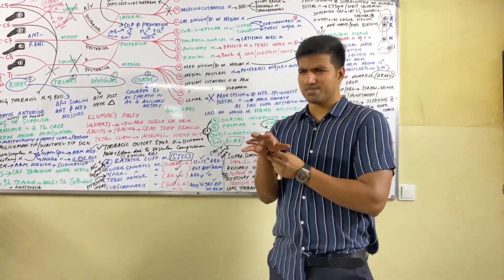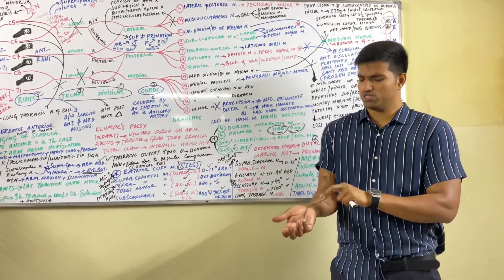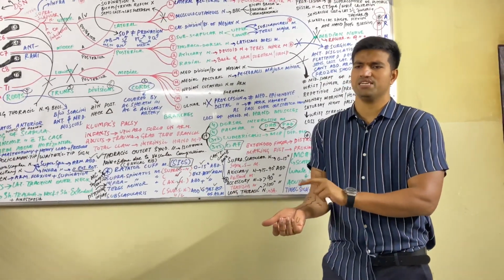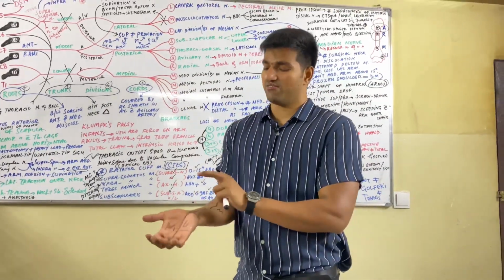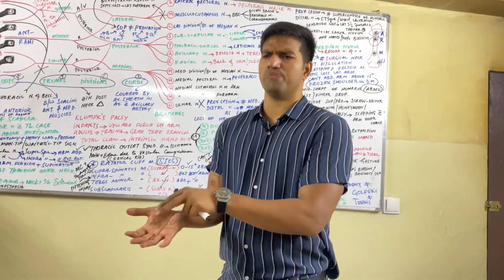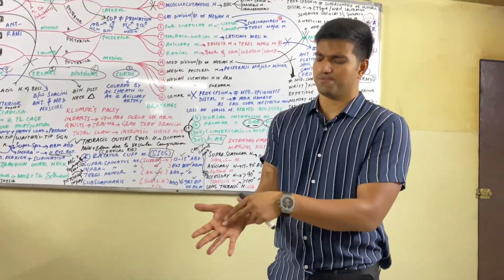So what are the two tests? First one is Tinel's sign. In Tinel's sign, we strike over the median nerve, and if the median nerve is compressed, what will happen after striking? There will be a sharp pain and pricking pain or numbness over the lateral area.